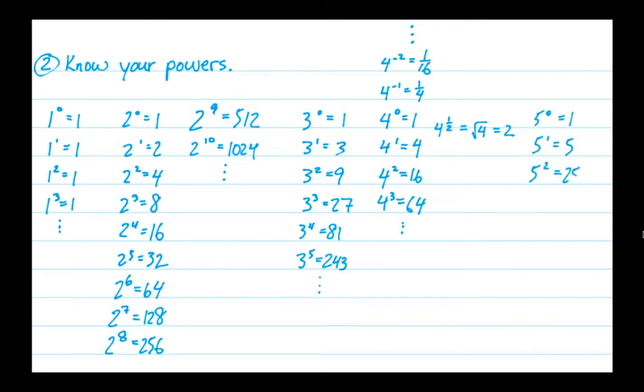You should know some powers of 5. So again, I like to go up to the exponent 4 because it's like 5 squared squared. 5 squared is 25. 25 times 25 is 625. So that's a good one to know.